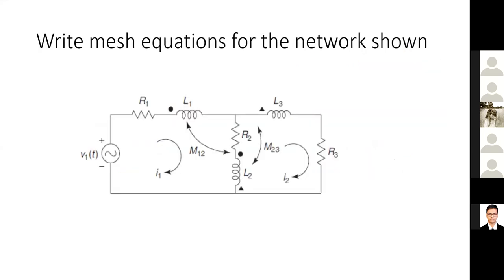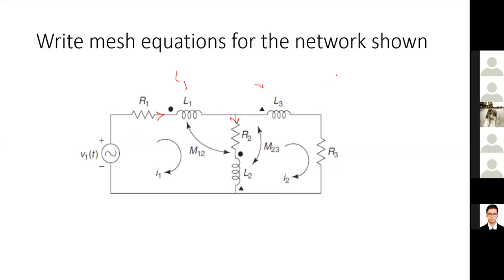Let us write the mesh equation for the network shown. Here, I will help you to think. Look here: the current is entering through this dot. I'll call this current I1. The loop current, the mesh current, is I1. What about this dot? Current is entering this dot also. So what will be the equation for this?